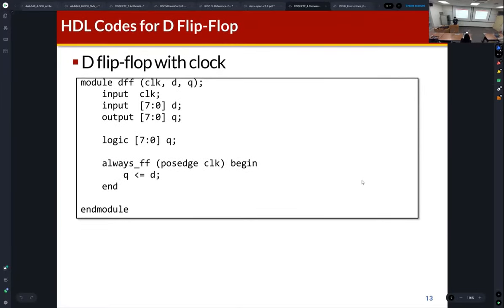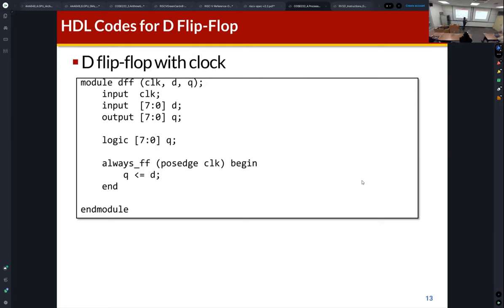If we see some example HDL code of the flip flop, we can implement the flip flop in Verilog very simply like this. As you can see, we have the clock input and the D input, and then you can find the Q, so the logic is declared for the Q. This is the always statement, and then the underbar F represents the flip flop. Sorry about that. The flip flop.